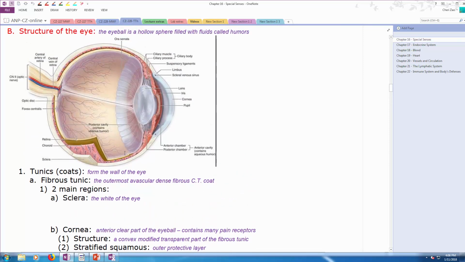Now, the ciliary body has the ability to actually help us change the thickness of our lens, and we'll get into more details on that in just a minute. But it has projections, and what do we call projections in the land of bones? Processes.